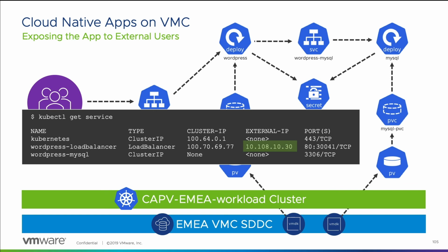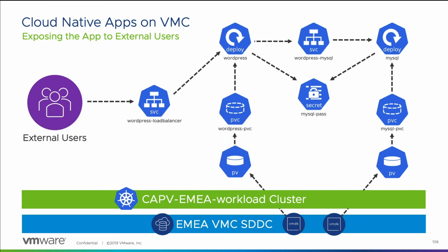Now, this IP address is currently internal to VMC only. So if we have developers that are accessing this environment from within a VPN that's connected to our VMC environment, they can access it directly. But what if we have truly external users coming in from the public internet, so they don't have VPN access? We're building, in this case, a WordPress application that we want the world to know about.